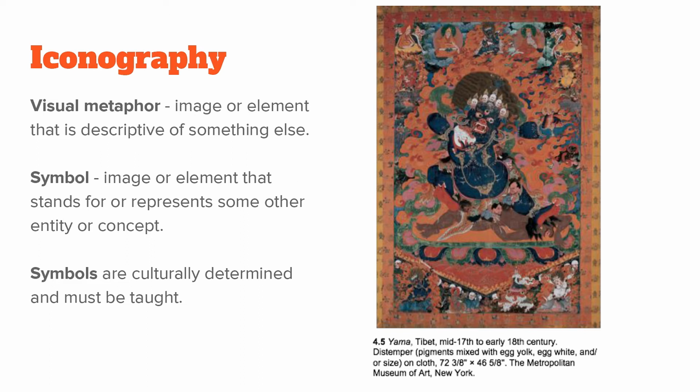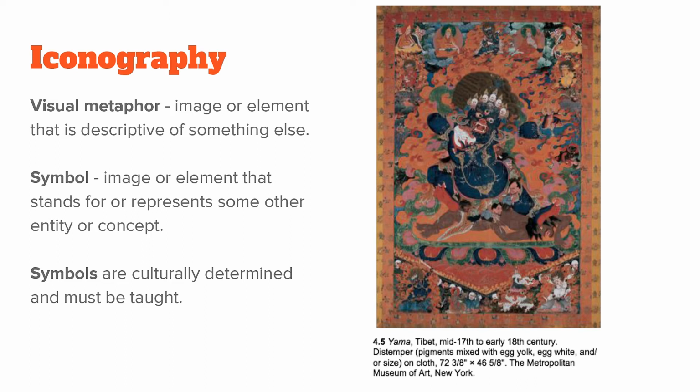Another thing is iconography that's embedded within a piece of artwork. We have a visual metaphor, which is the image or an element that is descriptive of something else. We have symbols. These are images or elements that stand for or represent some other entity or concept. And finally, these symbols are culturally determined and they must be taught.